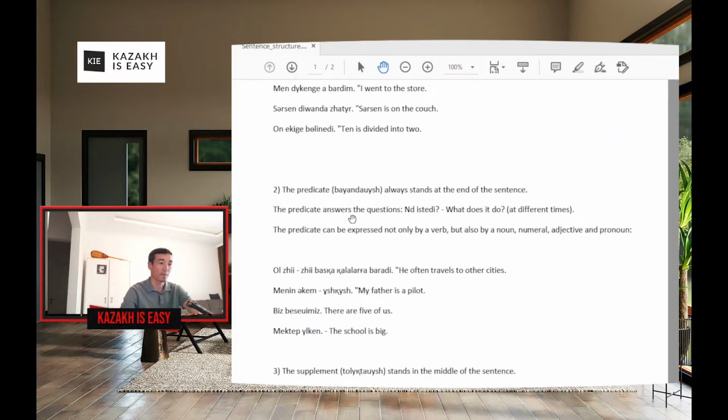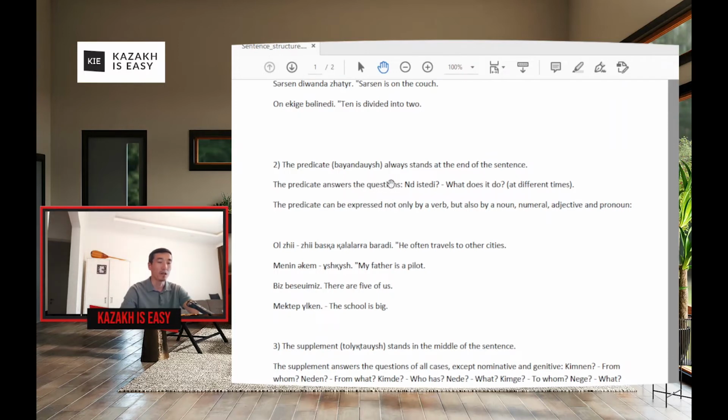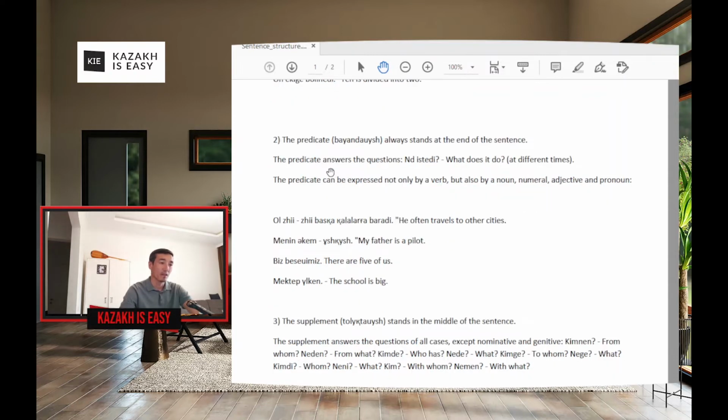So next, the predicate. Баяндауыш always stands at the end of the sentence. The predicate answers the question Ne istedi? What does it do? The predicate can be expressed not only by a verb, but also by a noun, numeral, adjective, and pronoun.